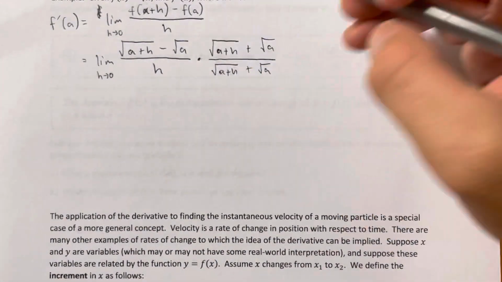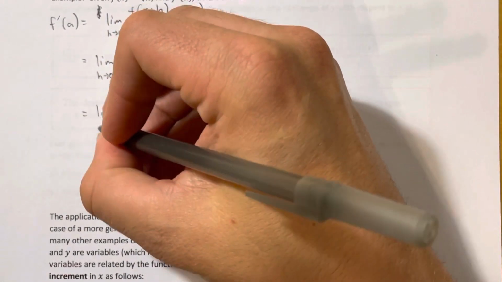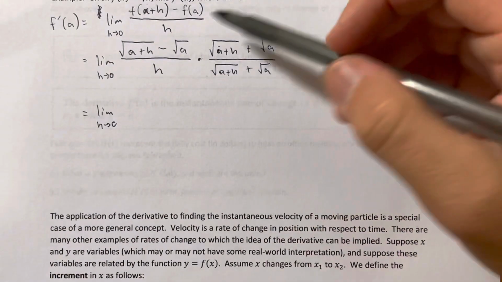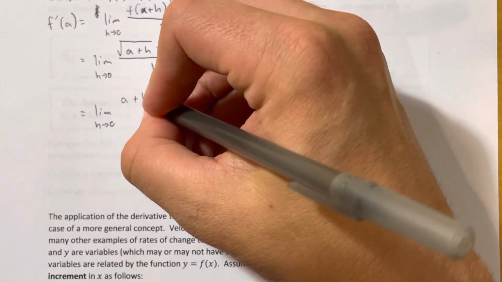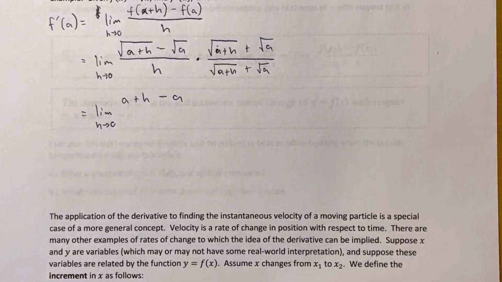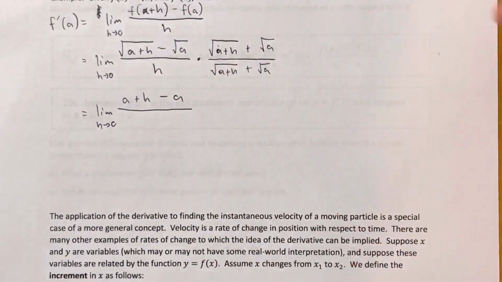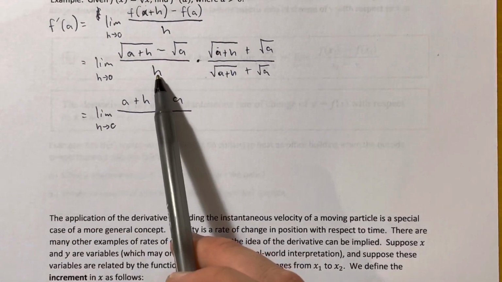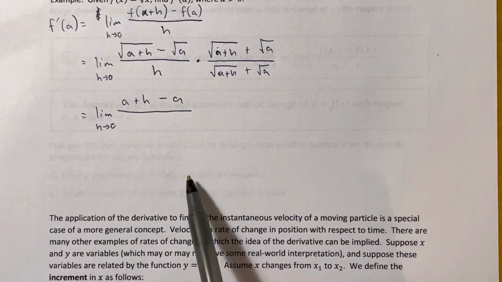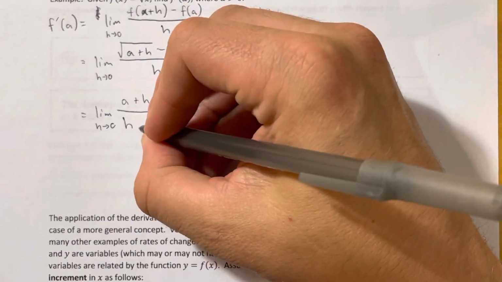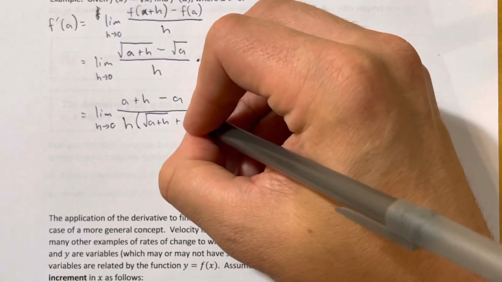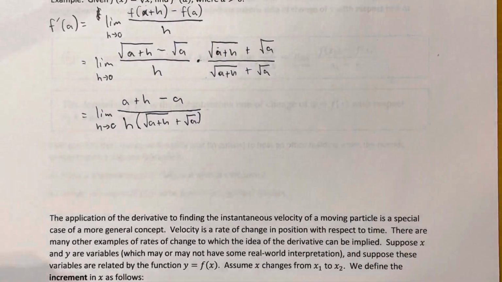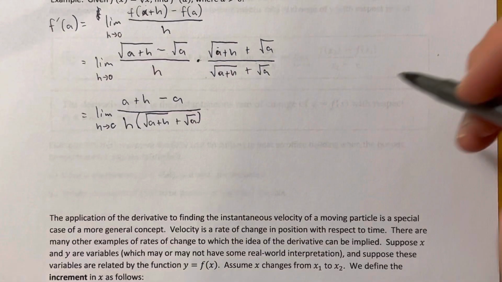Okay, in my numerator, this is going to come out to a difference of squares. So, the limit as h approaches 0. I'm going to end up with this quantity squared minus this quantity squared, which of course would just be a plus h minus a. Down in my denominator, as we've seen, it's better to leave the product of these two denominators in factored form, h over the square root of a plus h plus the square root of a, because you're going to get cancellation. That's easier to see if you leave it factored.